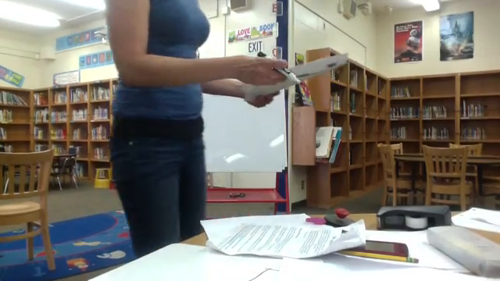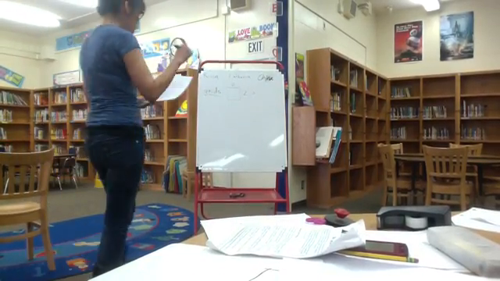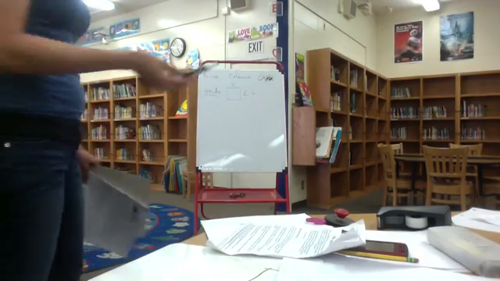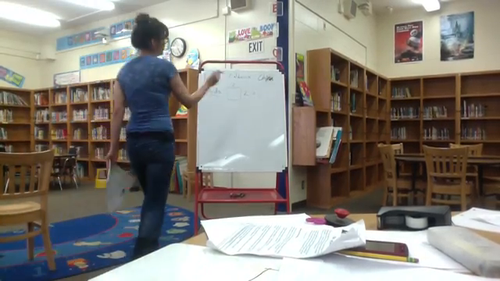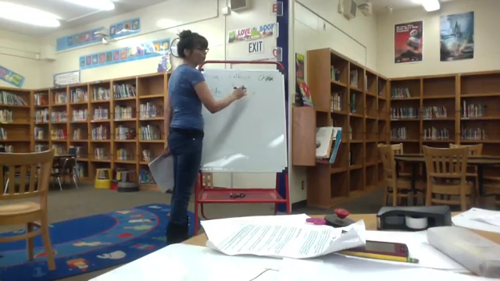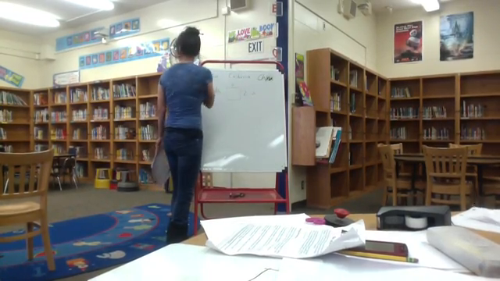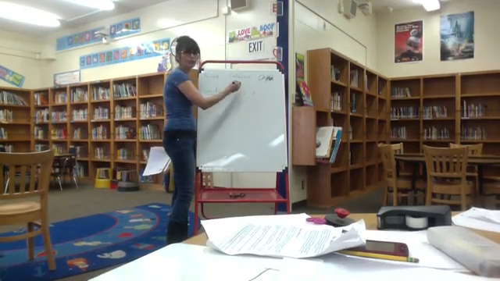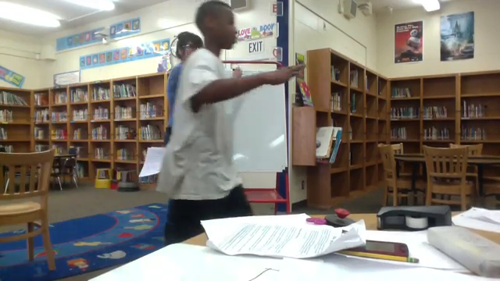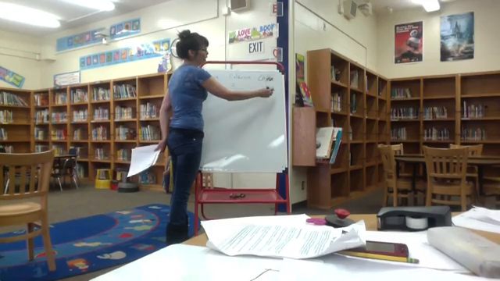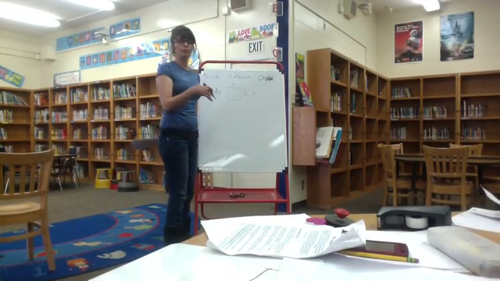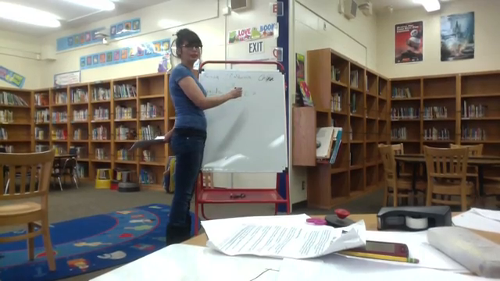So now we know that we have 2 yards and 2 yards. We know the length and we know the height. So what would be the answer? How many square yards do we need? What's the area?